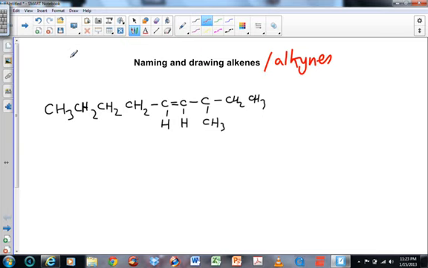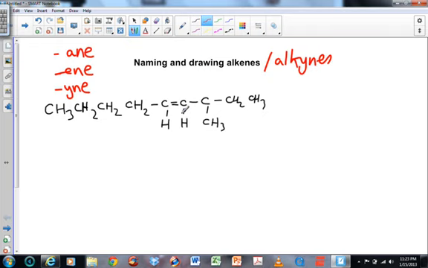If you remember when we talked about naming alkanes, the way to tell it was an alkane was that they had the letters A and E on the end. For alkenes, it's very similar, except the letters on the end are E and E, and then for alkynes, the letters on the end are Y and E. So alkane, alkene, alkyne. We're going to focus on alkenes right now.